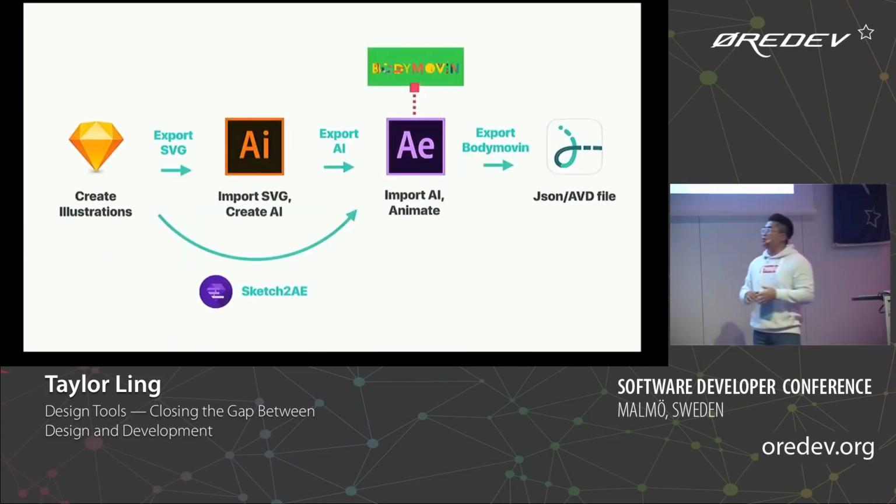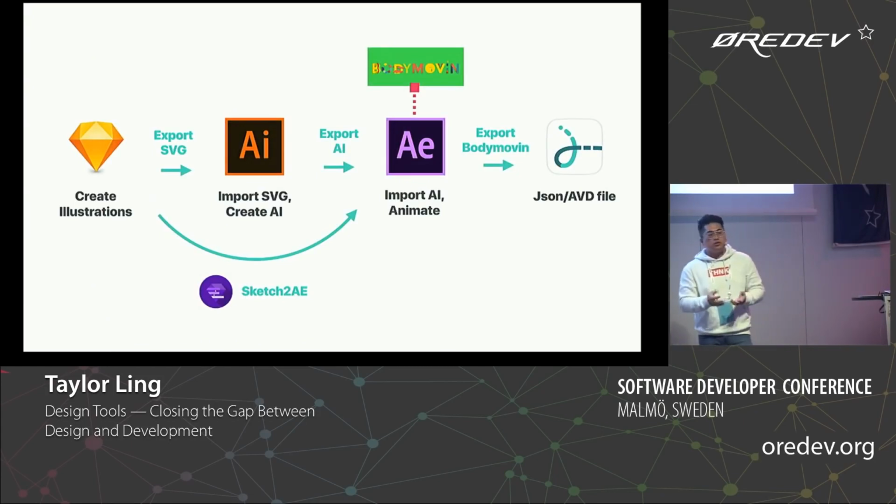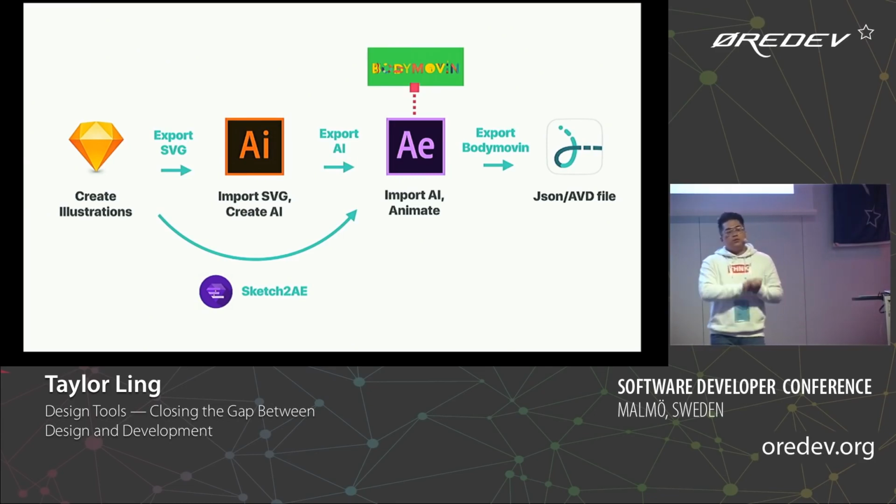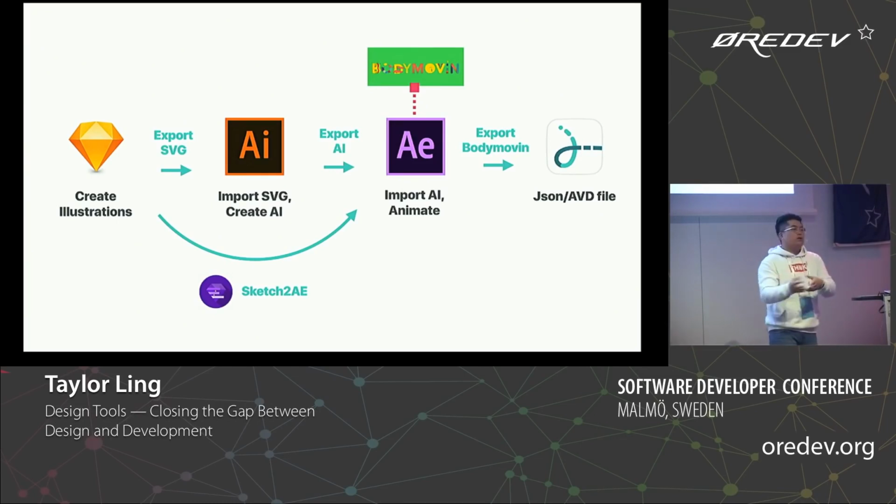So how does it work? First, of course, you create illustrations or whatever you want to animate. Then you can go through the AI path, the illustration path, or you can use another plugin for Sketch called Sketch to AE. So you can import them to AE, and then in After Effects, you can animate them. Once you've animated them and you're satisfied, you can export it to a JSON file and use the Lottie library on your Android, iOS, or web, and then you can just have the animation there for your use case.